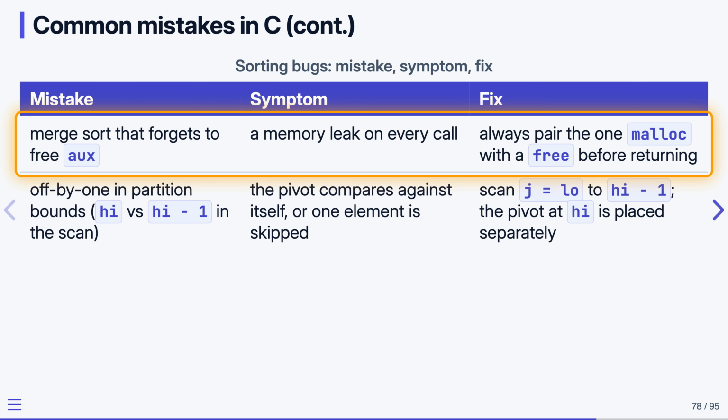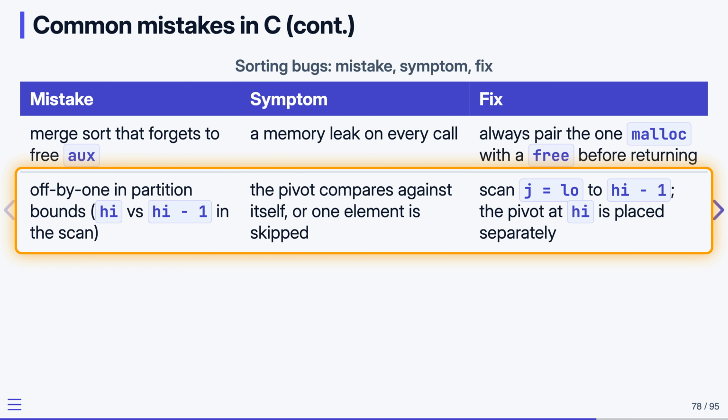Two more bugs. First, a merge sort that forgets to free the auxiliary array. The symptom is a memory leak on every single call. The fix is to always pair the one malloc with a free before returning.